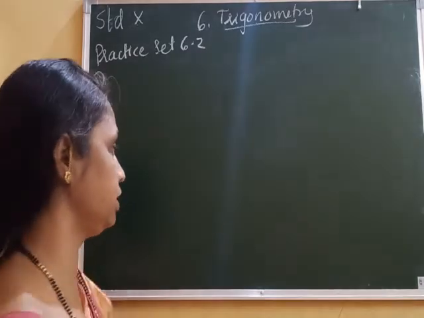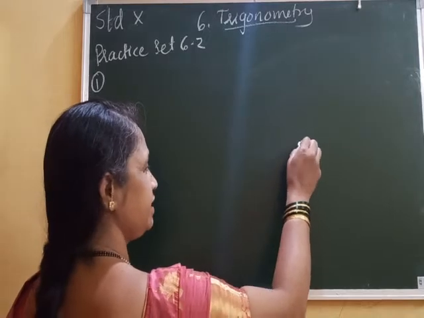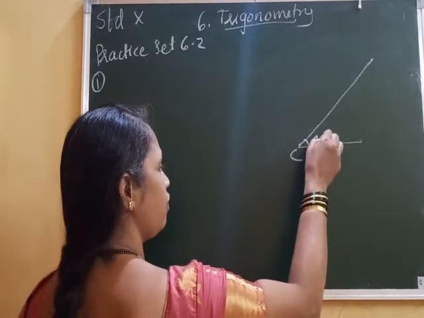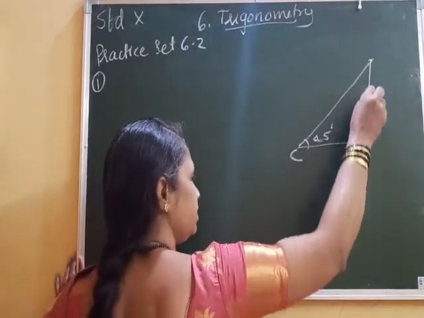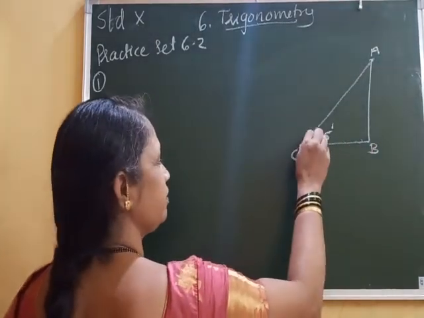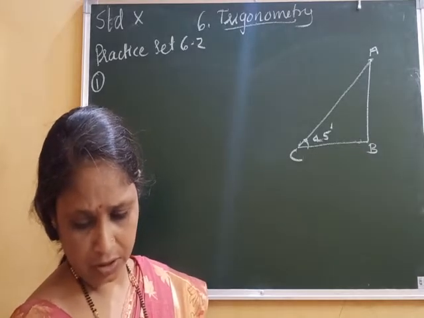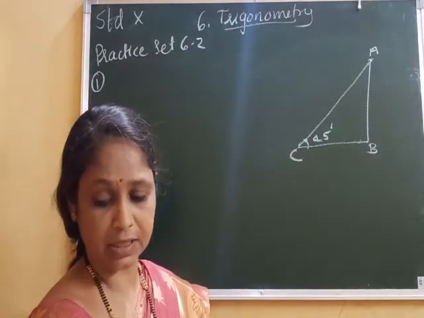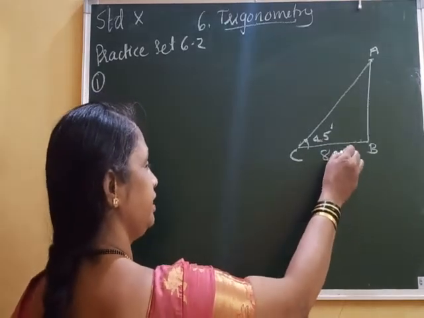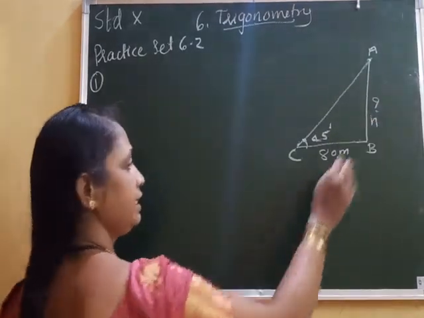Okay, now see, suppose here is the person. You will see C is the person, he is standing and looking at the top of the tower, making an angle of elevation of 45 degrees. This is A and here it is B. How far is he standing from the church? A person is standing at a distance of 80 meters from the church. You have to find AB's distance. We will denote this as H.